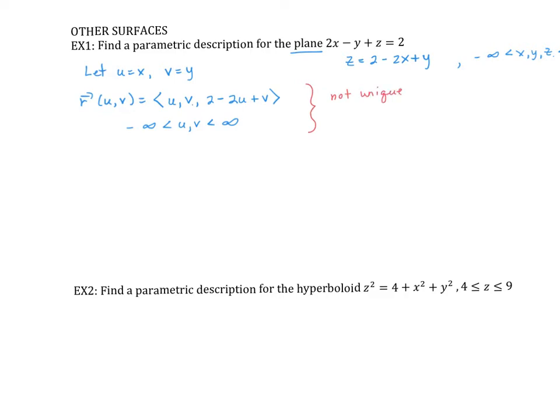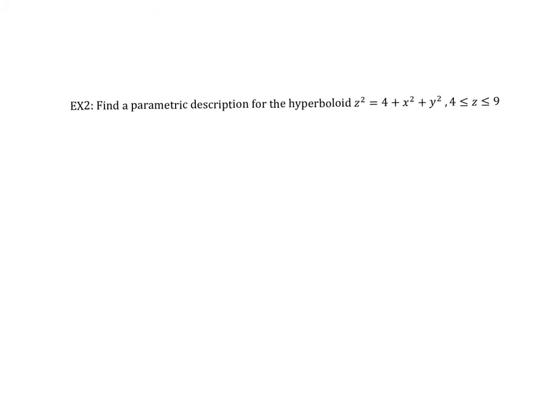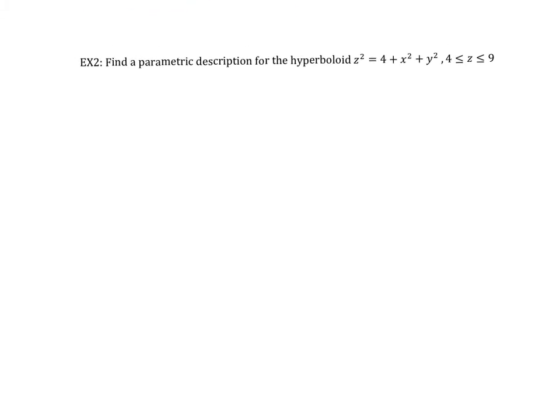You could have easily solved that equation for, say, y, and then let u be x and v be z, and done the same thing. We'll look at another example, one that's a little bit more complicated. Example 2, we want to find the parametric description for a hyperboloid.